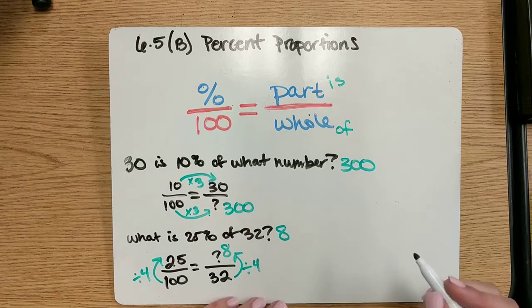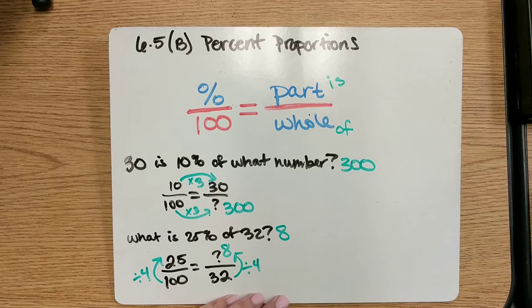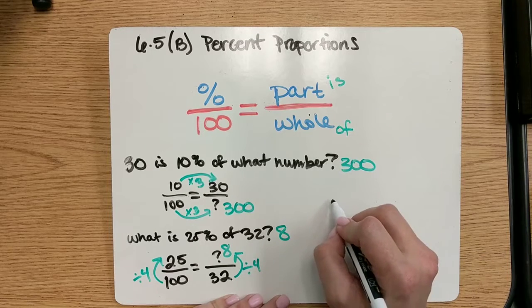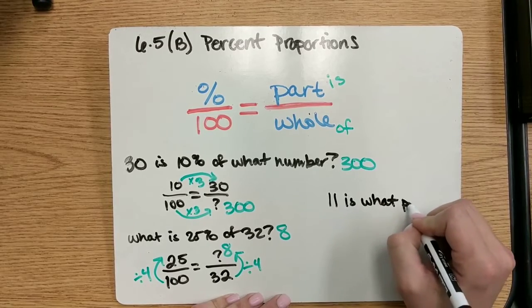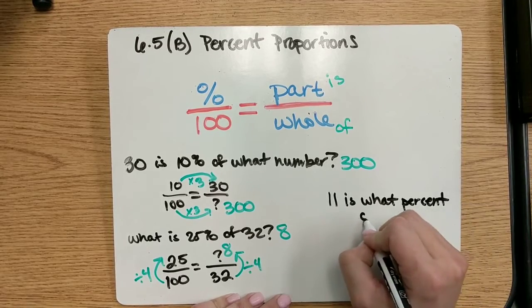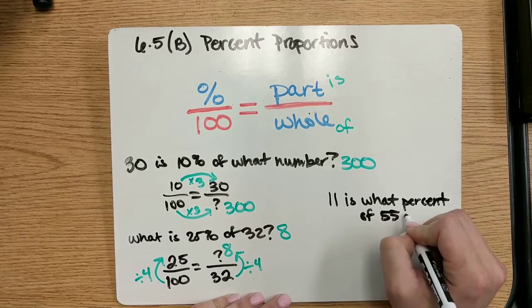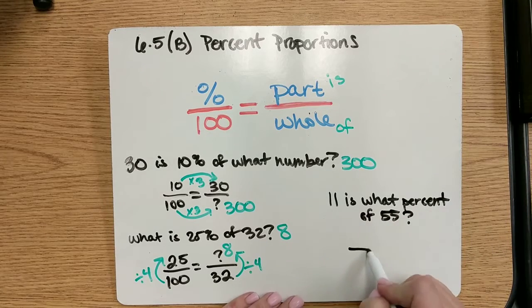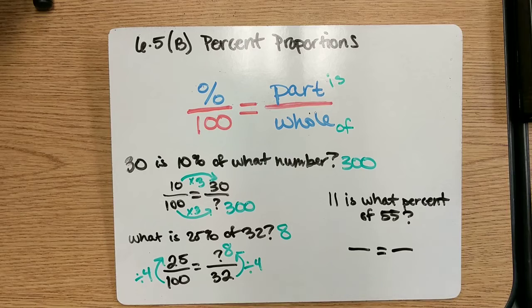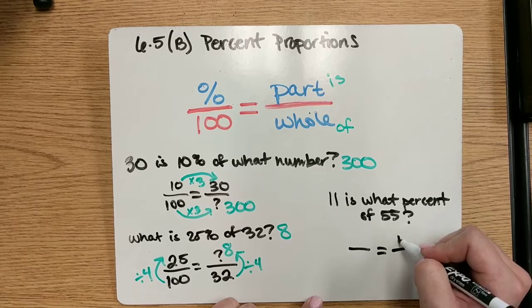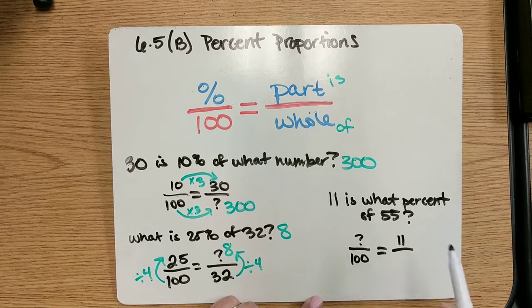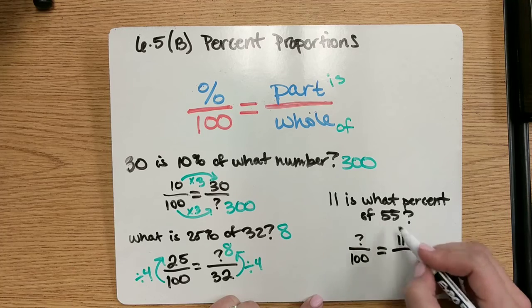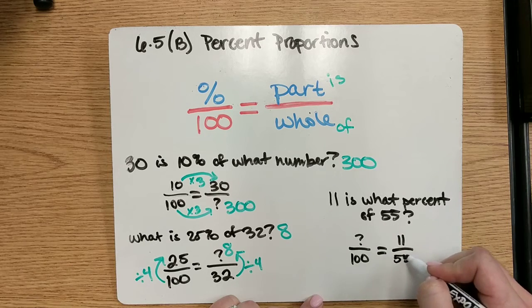Last kind of scenario you would see would be something like this. 11 is what percent of 55? Okay, I'm going to set up my proportion. Here we go. 11 is, well, that's the part. What percent? So that's what I'm looking for. Of 55. So 55 is my whole.